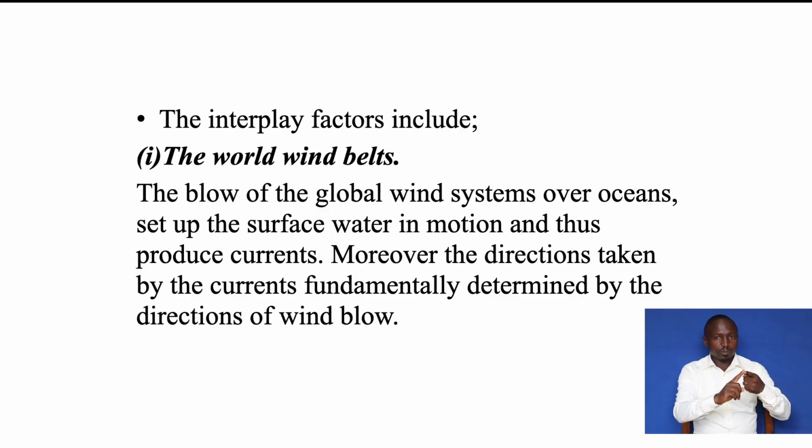1, the world wind belts. The blow of the global wind systems over oceans sets up the surface water in motion and thus produces currents. Moreover, the directions taken by the currents are fundamentally determined by the directions of wind blow.